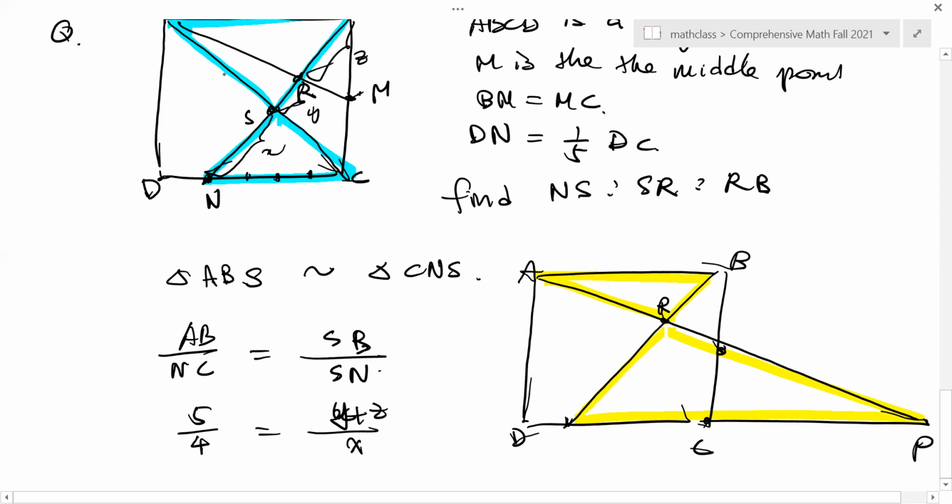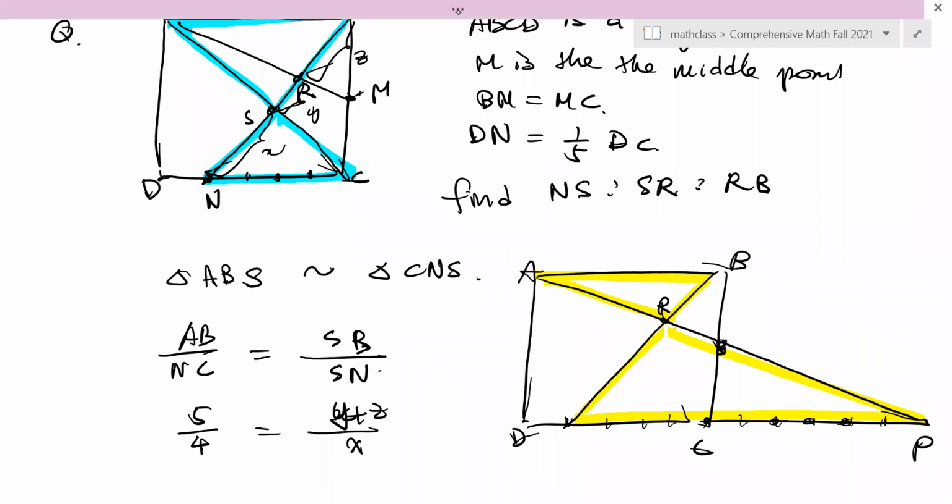CP is the same as this one, because this is a middle point. So if you have 4 pieces here, then you have 5 pieces here. 1, 2, 3, 4, 5. Oh, come on, that's too many. So let me erase one of them.